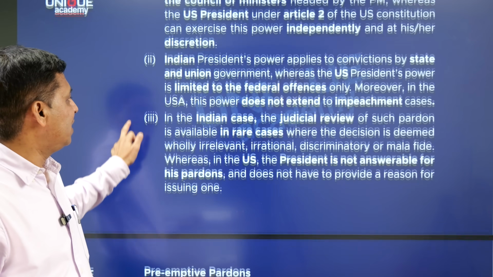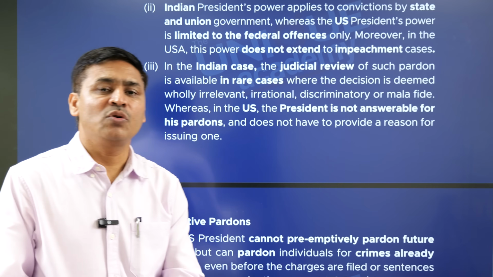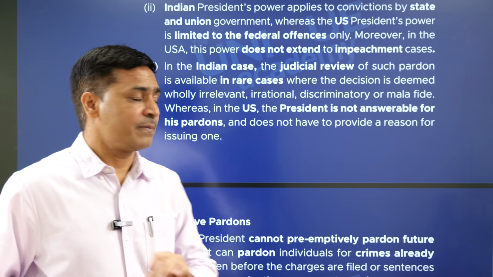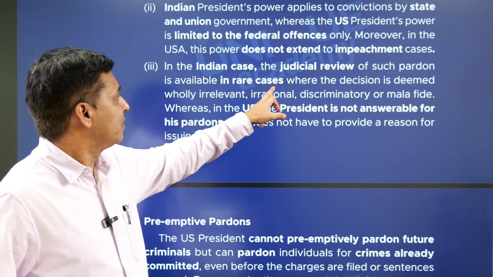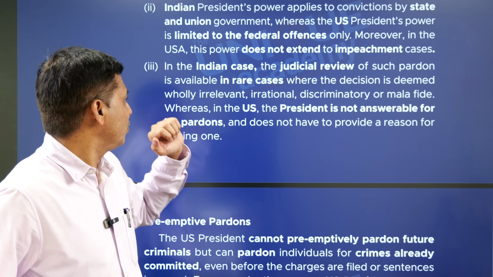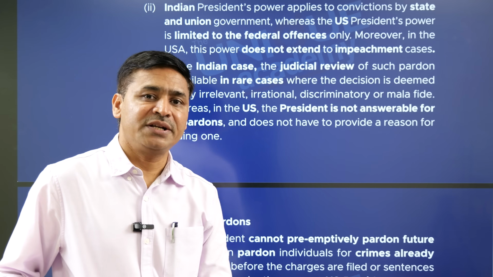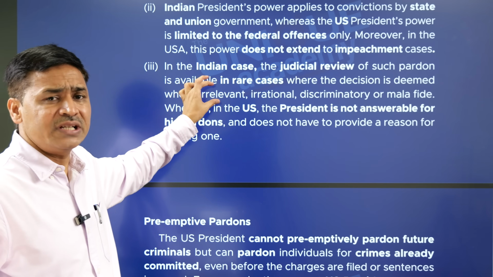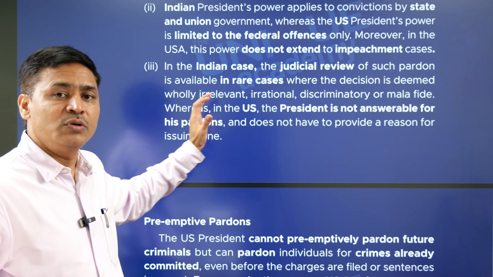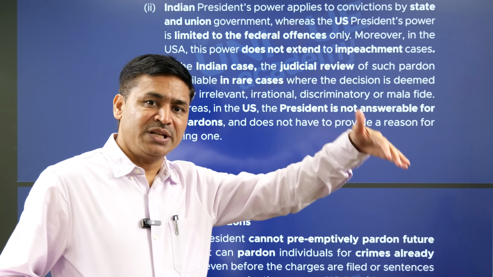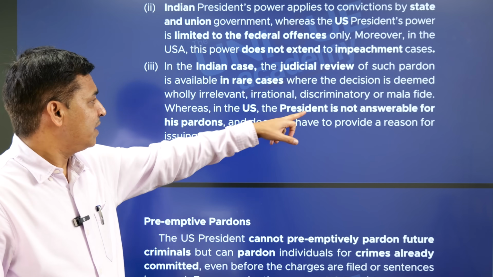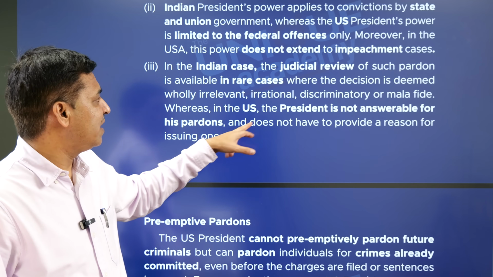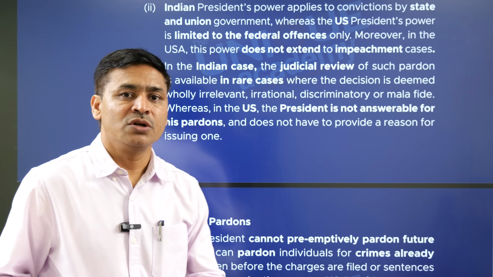Now the third, in the Indian case, the judicial review of such pardon is available. Okay, but that too in rare cases, where the decision is deemed wholly irrelevant, irrational, discriminatory and malafide. So this is a limitation. However, if you look at the US president's pardoning power, then that limit does not apply. The president is not answerable for his pardons and does not have to provide a reason to issue the same.